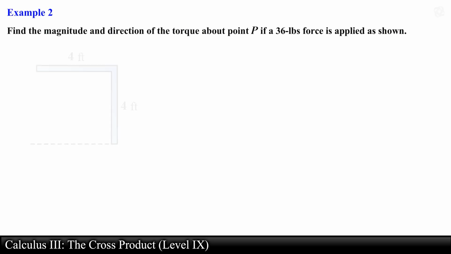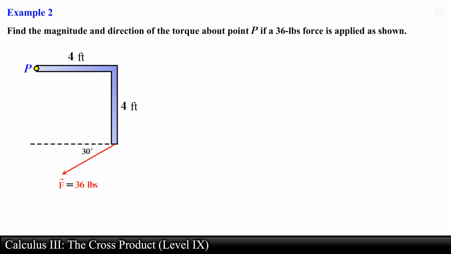Find the magnitude and direction of the torque about point P if a 36-pound force is applied as shown. Alright, here we have a rigid body in the shape of an L, and a force of 36 pounds is applied at an angle of depression of 30 degrees at one end. We need to find the magnitude and direction of the torque.